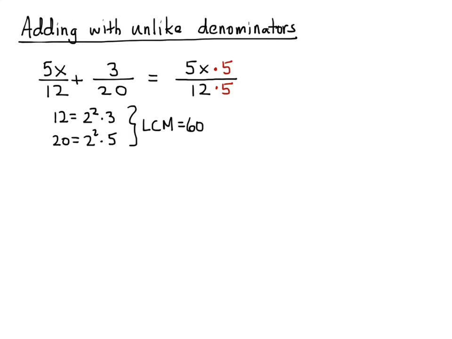Basically, since I'm looking at this one here, this 2 squared times 3, I look at what's unique in the second one. In this case it's 5, and I multiply it by 5 over 5. I'm not changing its value because I'm multiplying by 1. Then the second term, if I look at the 20, what's unique about the 12 is the 3, so I'm going to multiply the 20 times 3 to get to 60, and so I have 3 times 3, and when I work all that out, I get 25x plus 9 over 60.